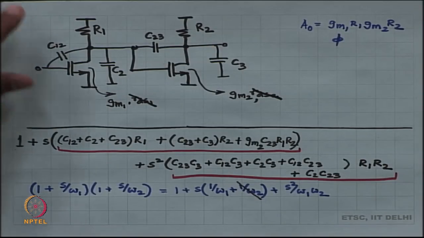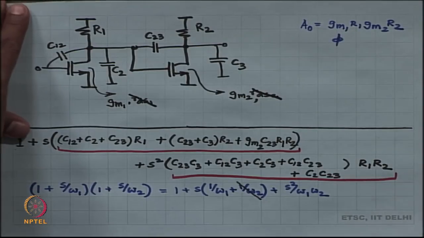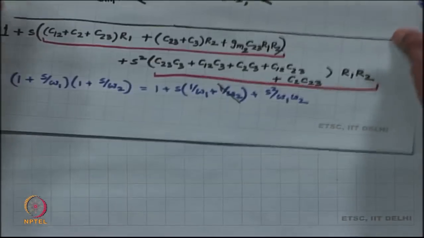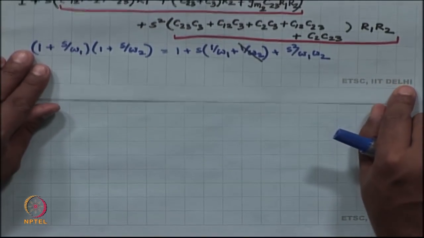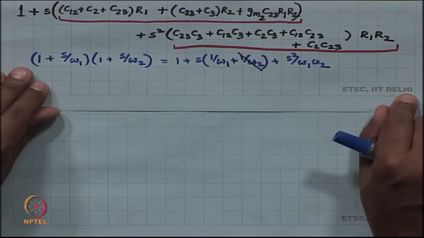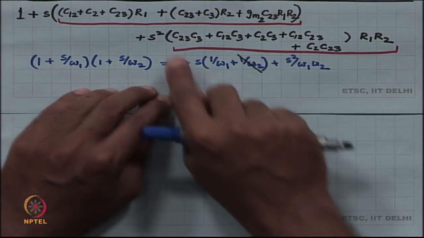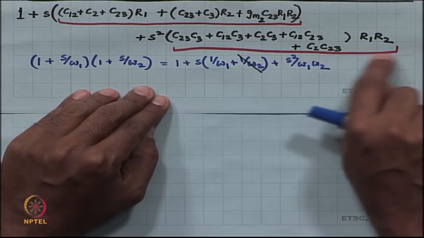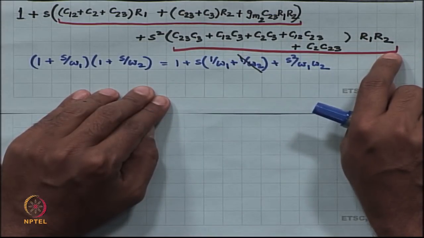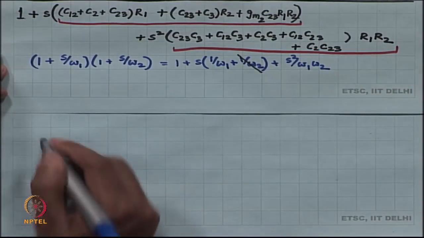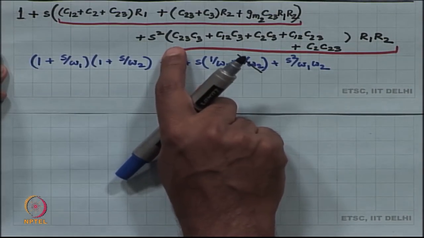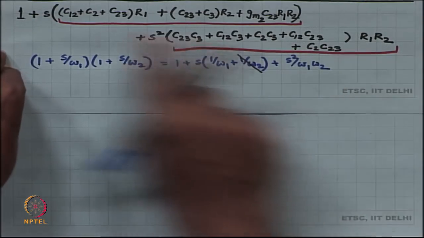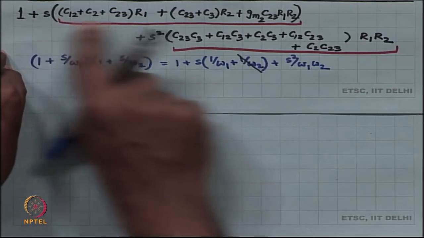Now, we are going to execute the plan and we are going to find out the ratio of omega 2 and omega 1. So, omega 1 omega 2 is 1 by of this, right. So, omega 2 is 1 by of this times omega 1 by omega 1.